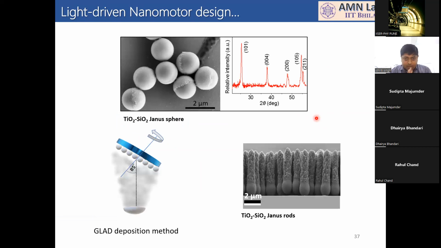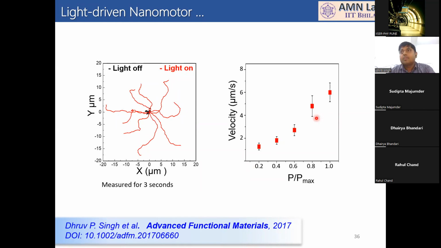I have a question on the last slide. So what is the Pmax here? Pmax is just a power. No, I mean, is it the velocity reaching the highest value? Yes, sorry. Pmax is the optical power. This is the maximum optical power that we could get with our lamp or light source. Okay. So you cannot go beyond that. No, in terms of velocity, if you can change the light source, then you can go beyond.